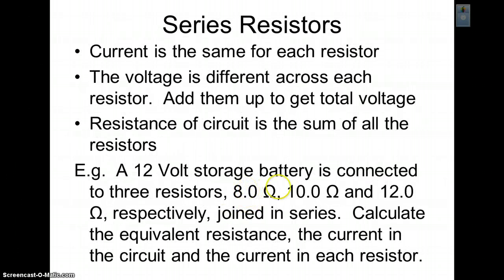Okay, the current is the same for each resistor. The voltage is different across each resistor, and you add them up to get the total voltage. Resistance of the circuit is the sum of all the resistors.